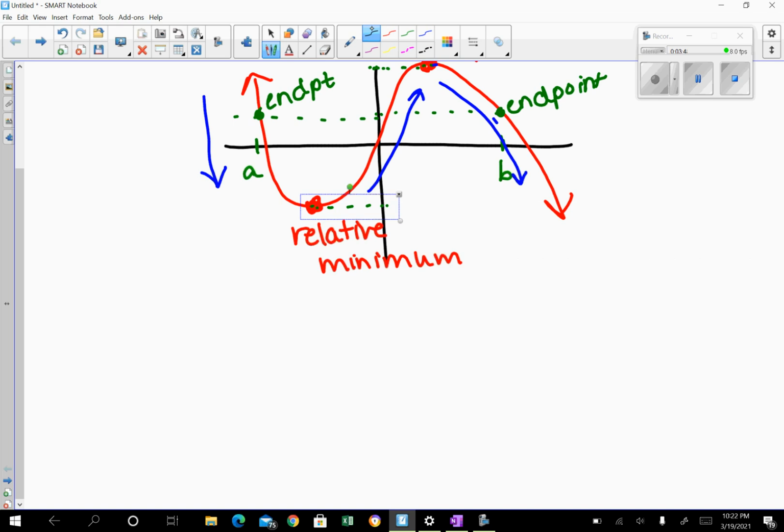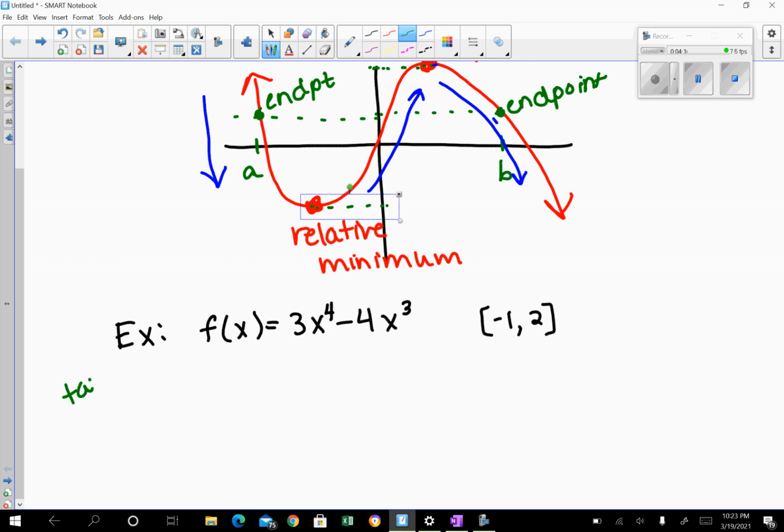So an example, let's start with a simple one. We are going to look at the function 3x to the 4th minus 4x cubed on the interval -1 to 2. So first step, take the derivative, using your basic power rule.